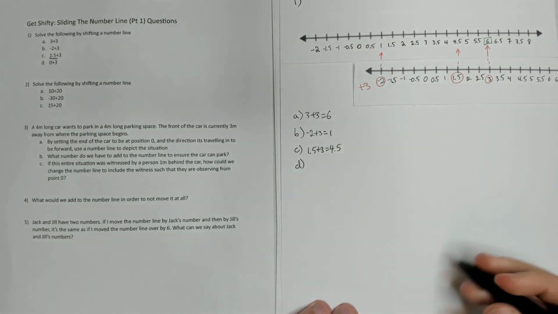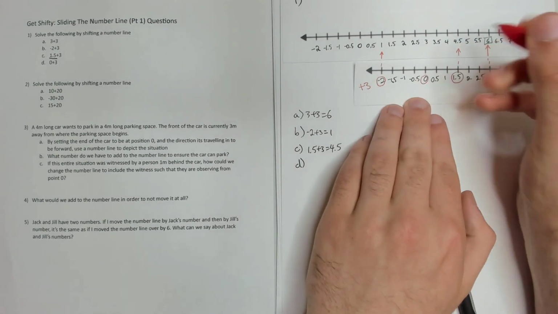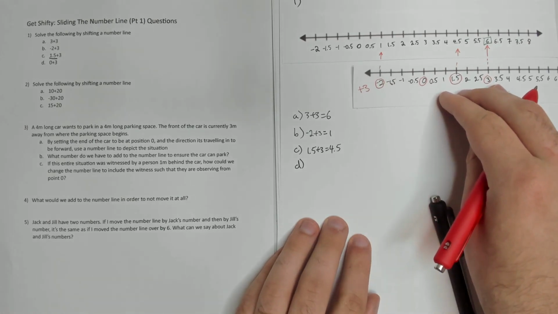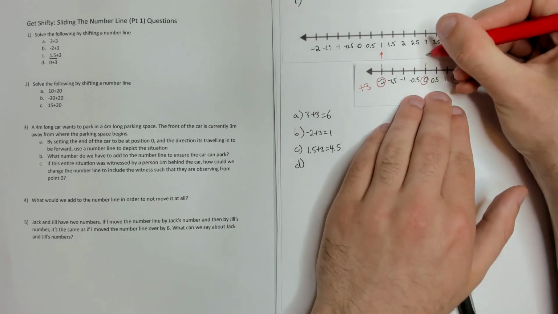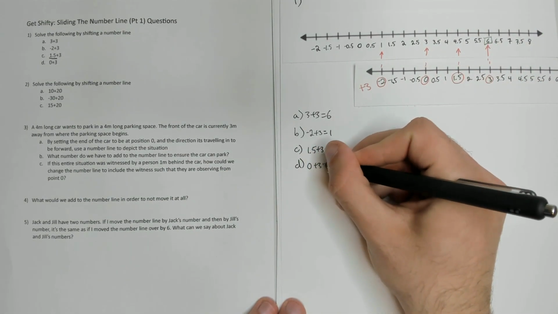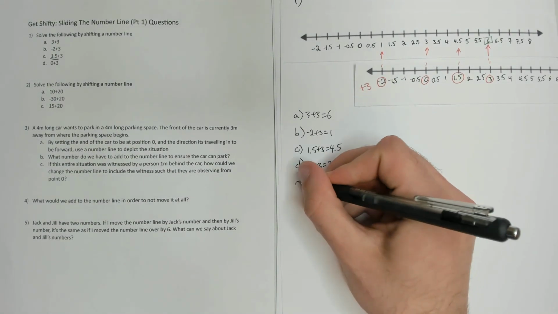And for part D, 0 plus 3. Well, we start with 0. And remember, 0 is over here, but then we shifted the number line over by 3, and that will land us at 3. So via this technique, we see that 0 plus 3 equals 3. All right, perfect. So let's move on to the second one.